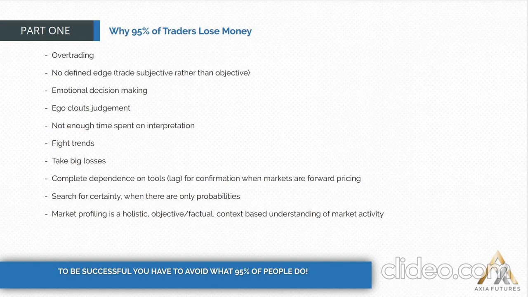Now, there's a couple of key characteristics that define the 95% of people that fail. So, in essence, if we knew why 95% of people fail, so long as we avoid those pitfalls, surely by that definition we should then be part of the 5% that succeed. So what are these characteristics?